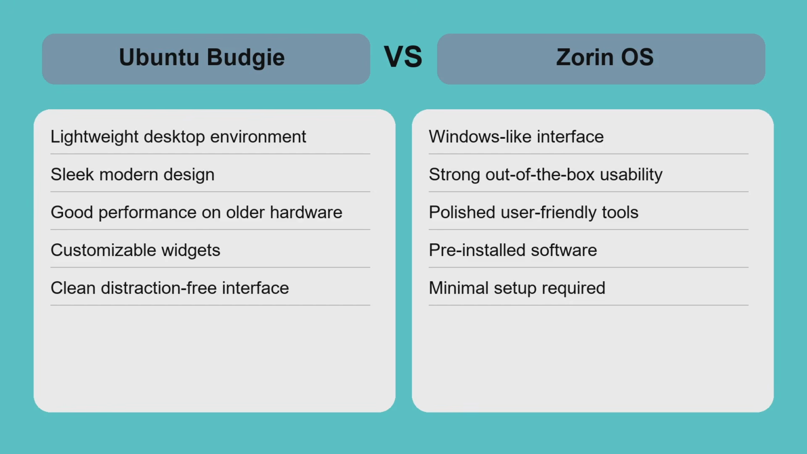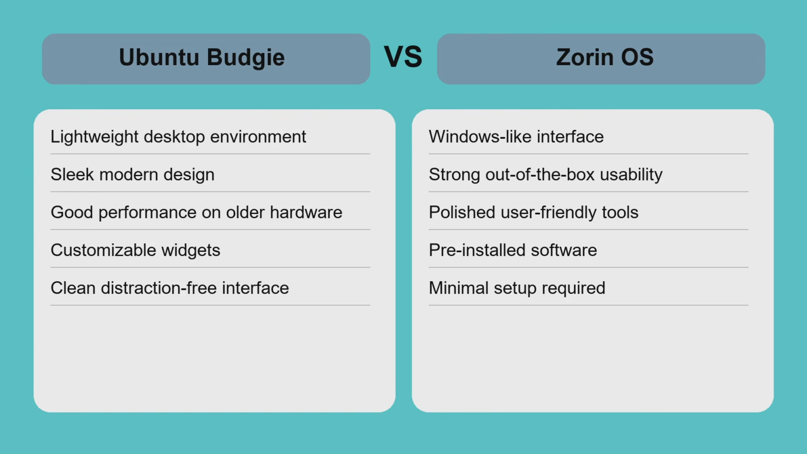Comparing Ubuntu Budgie and Zorin OS reveals clear trade-offs. Ubuntu Budgie excels in providing a sleek, lightweight desktop suited for users who appreciate minimalism and efficiency, especially on older hardware. Zorin OS shines by offering an accessible, Windows-inspired interface that helps new Linux users feel at home quickly.